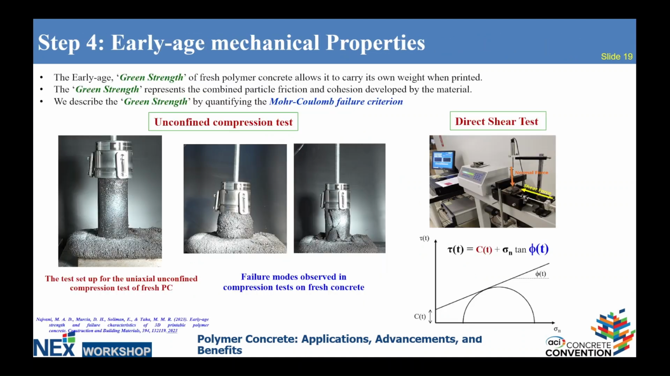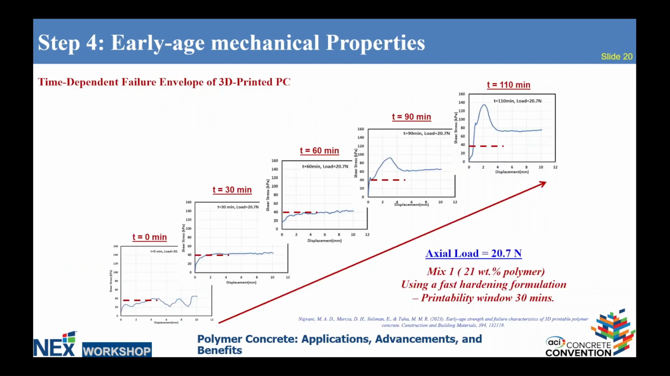For the early age properties, we could use the unconfined compression test and the direct shear test at early ages. I mean from 0 minutes to 120 minutes to measure how the stiffness, the cohesion, and the angle of friction change with time. So this gives us an indication of the structural build-up and the buildability of the mix. So it can carry its own weight, which is very important for 3D printing.